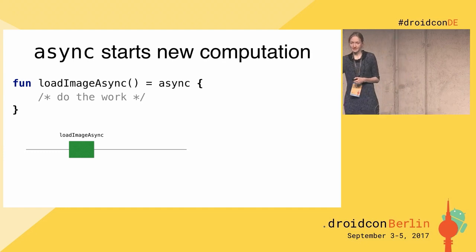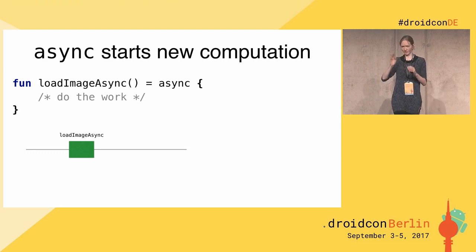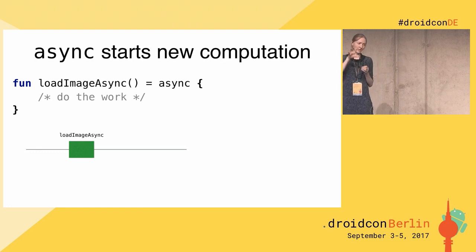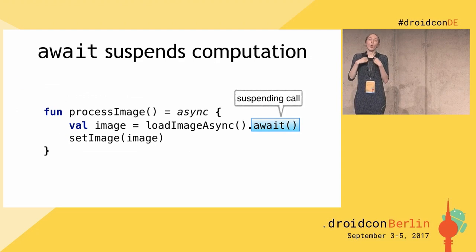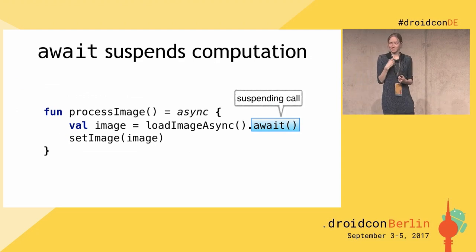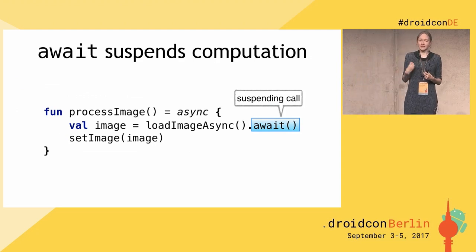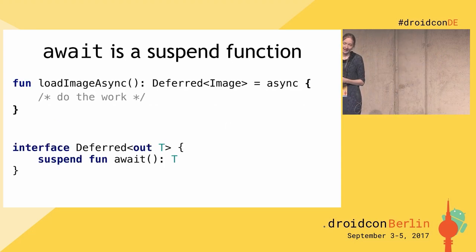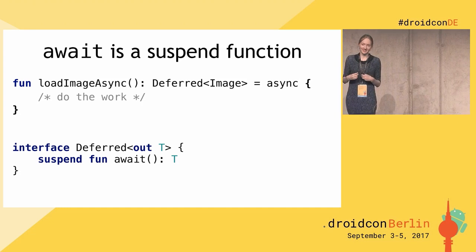So when you say async something, for now we don't think about where it starts it, in what executor. We will return to it a bit later. But in general, you can think of this as, okay, it just creates this new computation and starts it somewhere. And await is the point that suspends computation. So await is called a suspending call. And actually, await is declared as a suspend function.